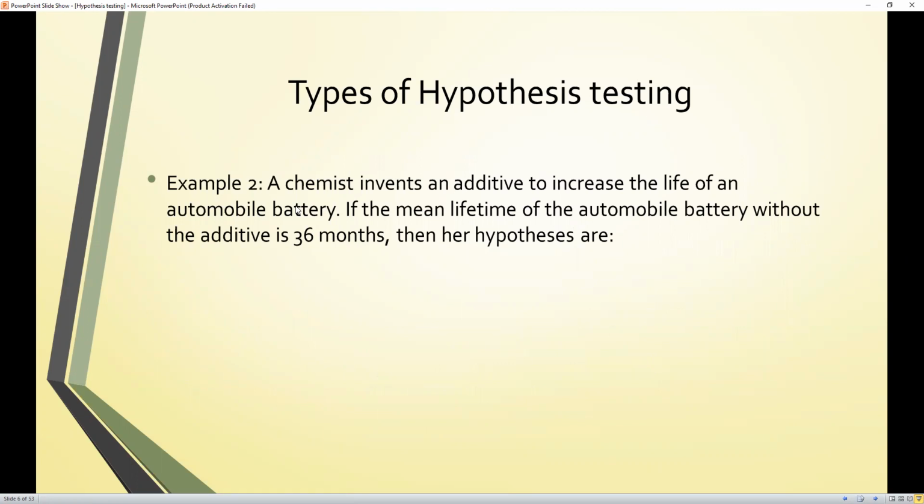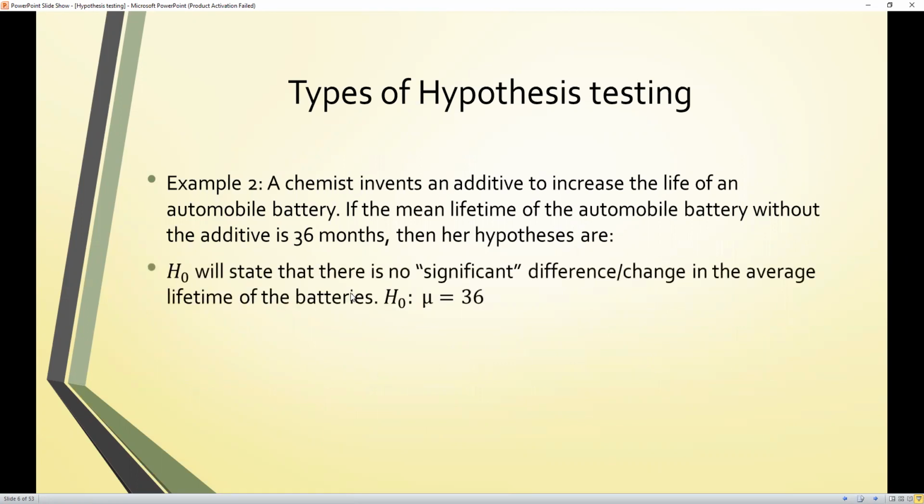If the mean lifetime of the automobile battery without the additive is 36 months, then her hypotheses are as follows. H0 will state that there is no significant difference or no significant change in the average lifetime of the battery. So mu will still be equal to 36. Mu is the population mean, which is the average value of the whole population. So mu is equal to 36, which is the given 36 months. Again, H0 will always state that there is no significant difference.